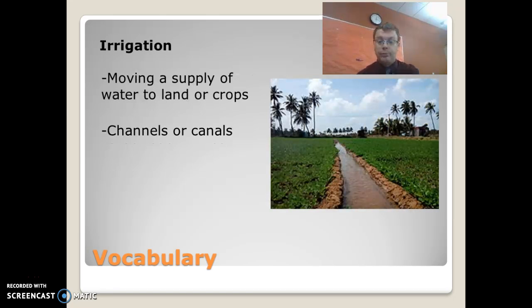Our next word is irrigation. Irrigation is basically moving a supply of water to land or crops, as we see right here. These could be channels or canals, which are basically waterways where you take water from like a river and you dig a big trench and you put it through here so you can grow crops next to it, and you can use this water to water your crops. This would be irrigation. And again, talk to your neighbors, talk to your group, and decide which theme you are going to put this in, and explain why.